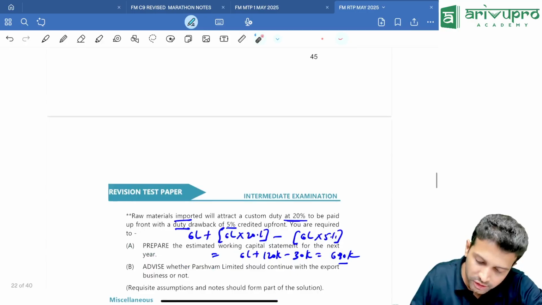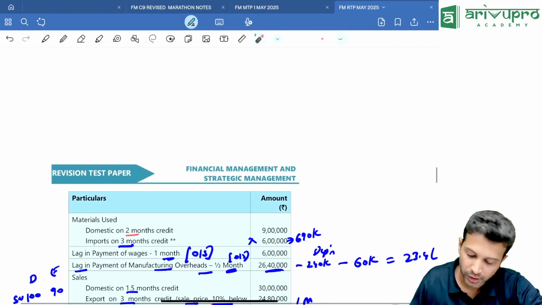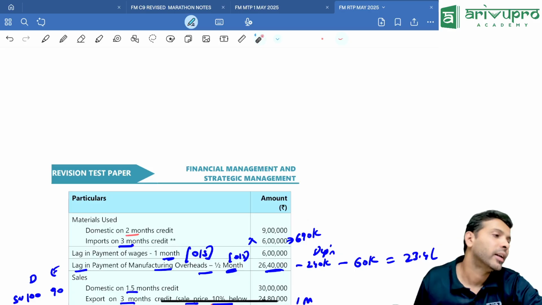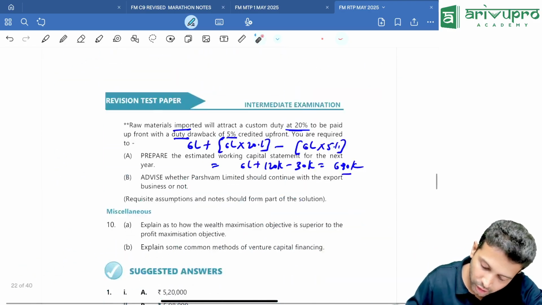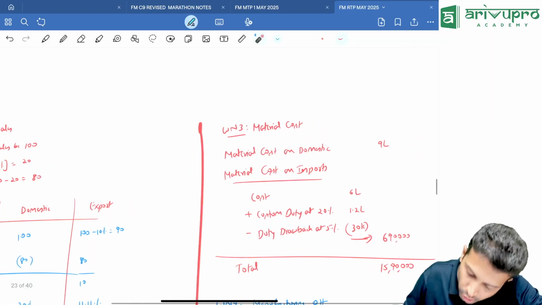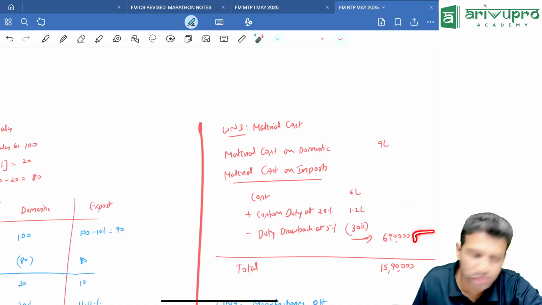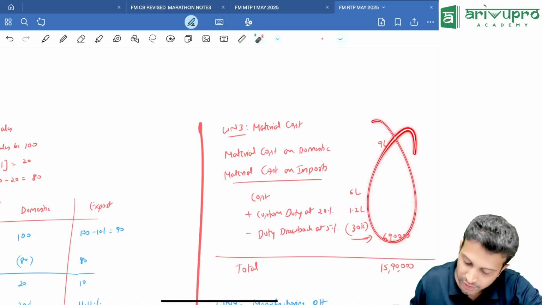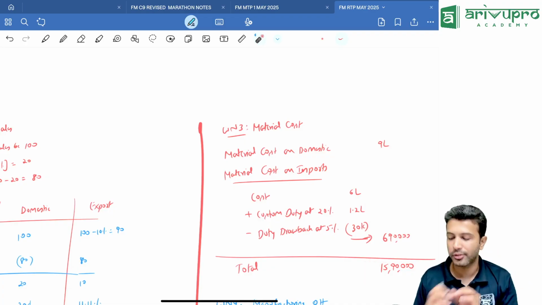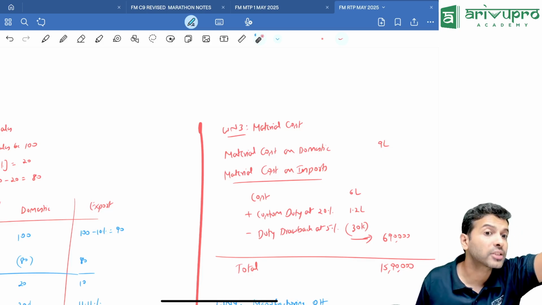What is the material cost for local? Locally you purchase material for how much? 9 lakh. Import is 6 lakh. 90,000. So what is the total material cost? 9 lakh for domestic. For import, cost was 6 lakh, duty was 20%, duty drawback was 5%, so net cost will become 690. Adding these two, you get the total material cost of 15 lakh 90,000. We have to take this.